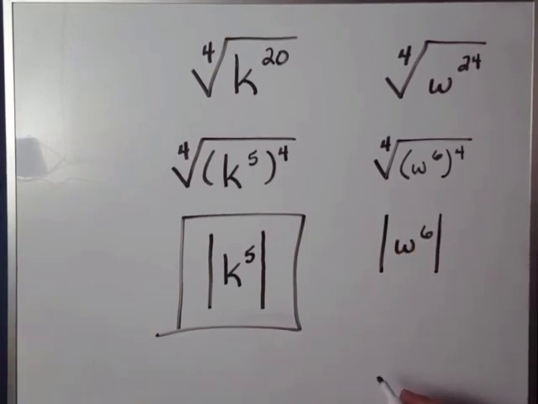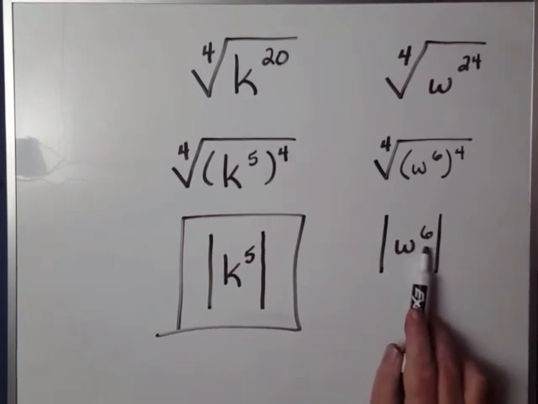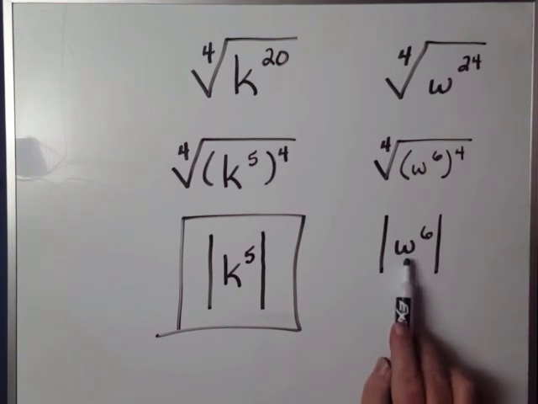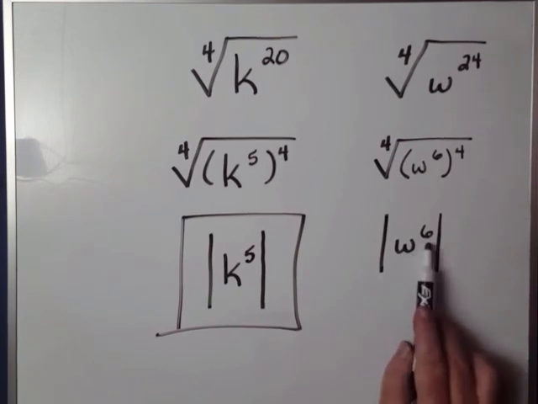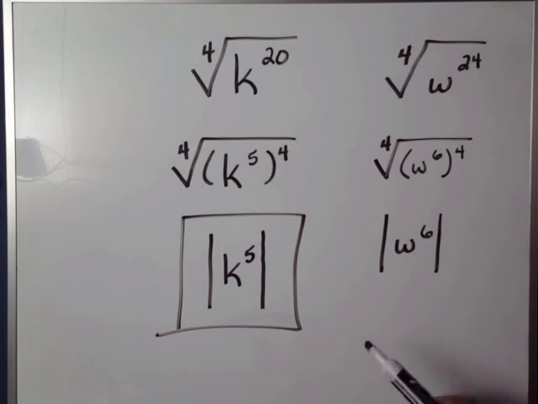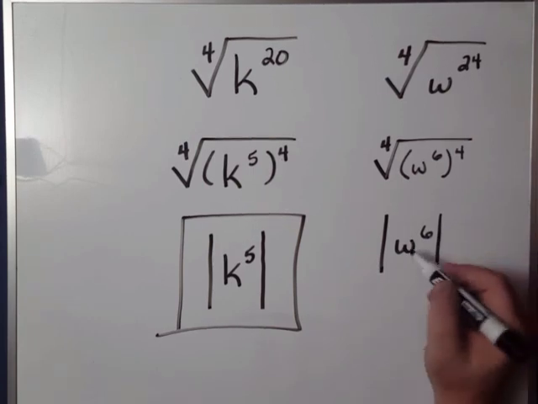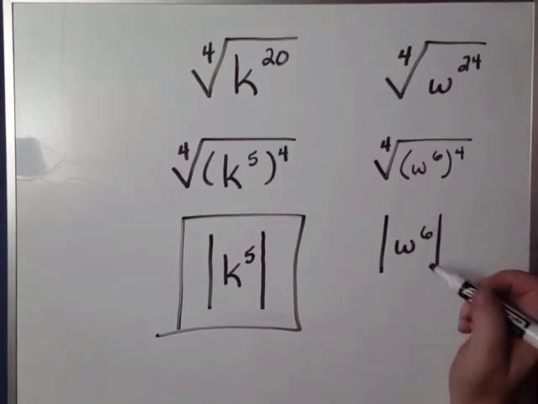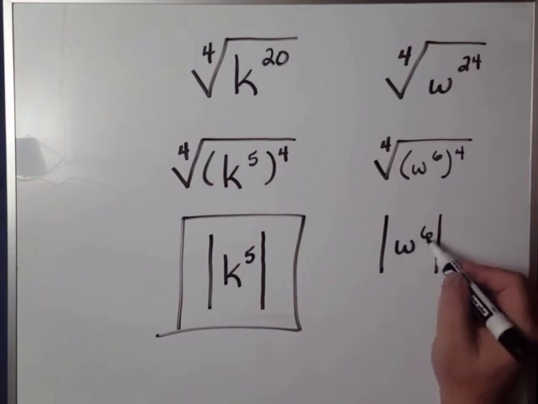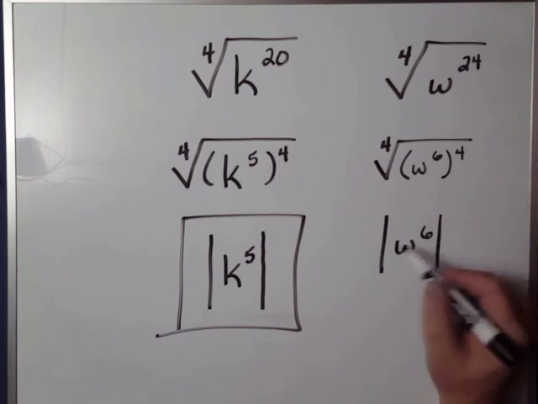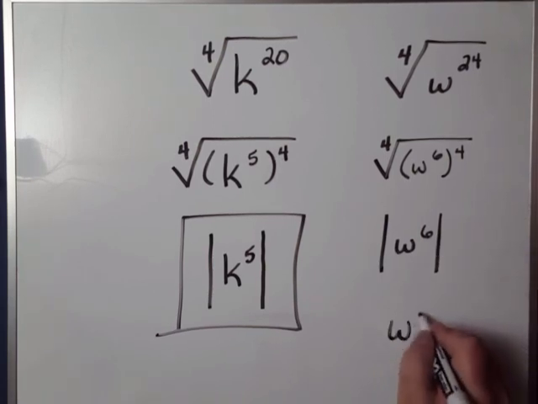But that's not simplified this time, because 6 is even. W to the 6th. I don't care what you plug in for W. W to the 6th is going to be some non-negative number. If W is negative and you raise it to an even power, it's going to turn out positive anyway. W to the 6th must already be a non-negative number, and the absolute value of a non-negative number is just the number itself.